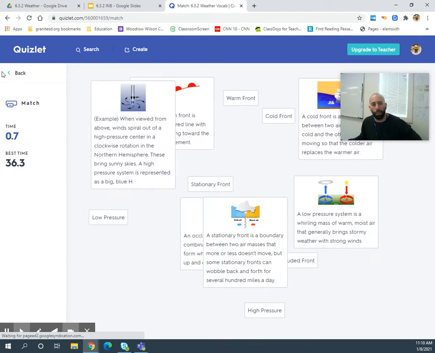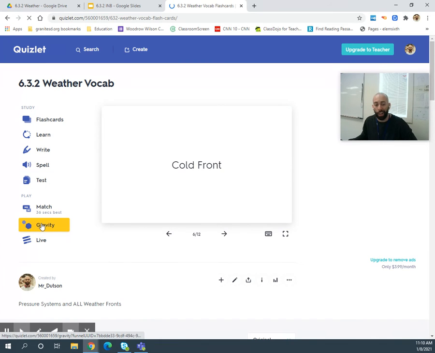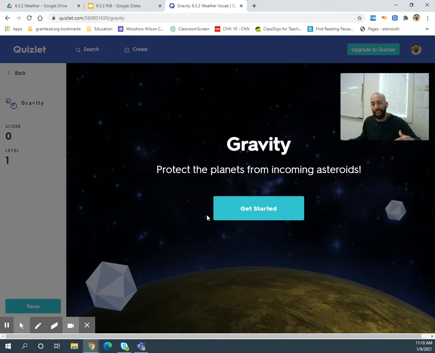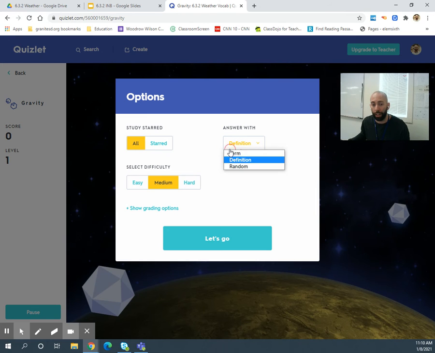Another game you can go to is, let's just go back all the way, is gravity. Now, gravity is the hard one because you've got to set it up the right way. If you set it up the wrong way, this is going to be super hard to do. So you're going to click Get Started, and you need to make sure you're answering with the term. If you do answer with definition, you're going to have to type the whole entire definition to get your answer correct. Some of these definitions, guys, are like 2 to 3 sentences. You're going to be typing for days, and that's not going to work. Let me show you.